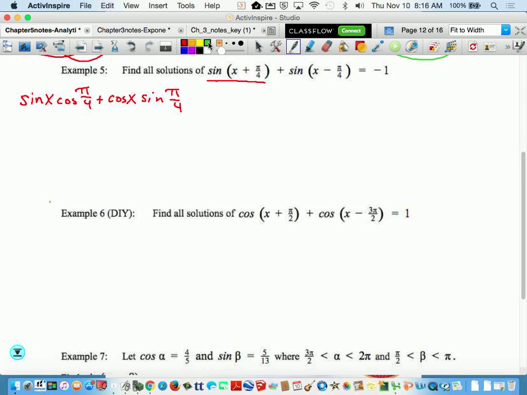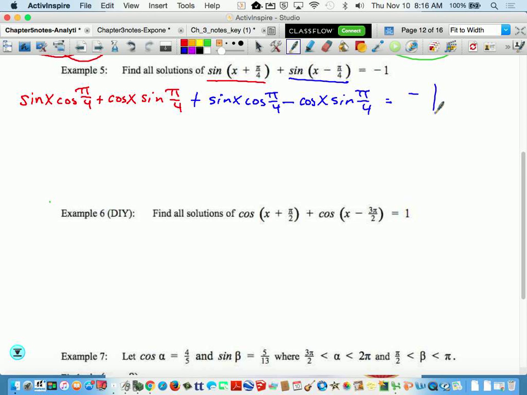Now the second part of this, we're adding sine of x cosine of pi over 4 minus cosine of x sine of pi over 4. And this is equal to negative 1. Just following the two patterns. Sine of u plus v, what do you do? And sine of u minus v, what do you do?